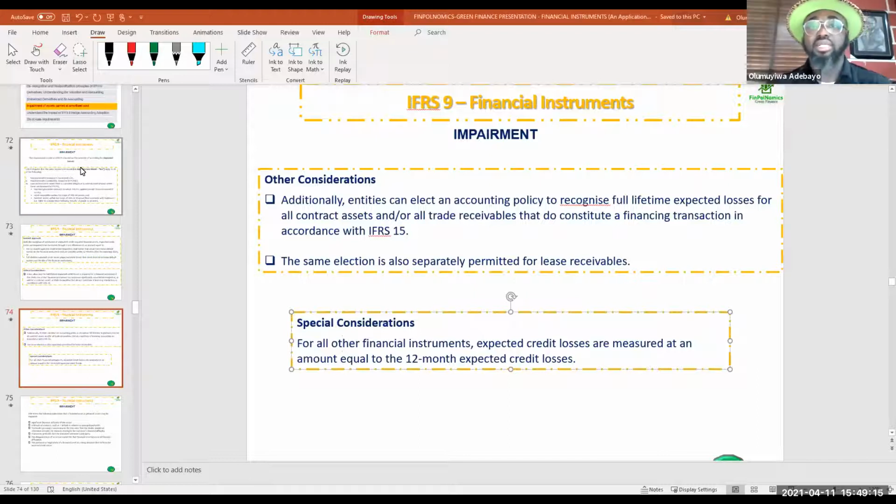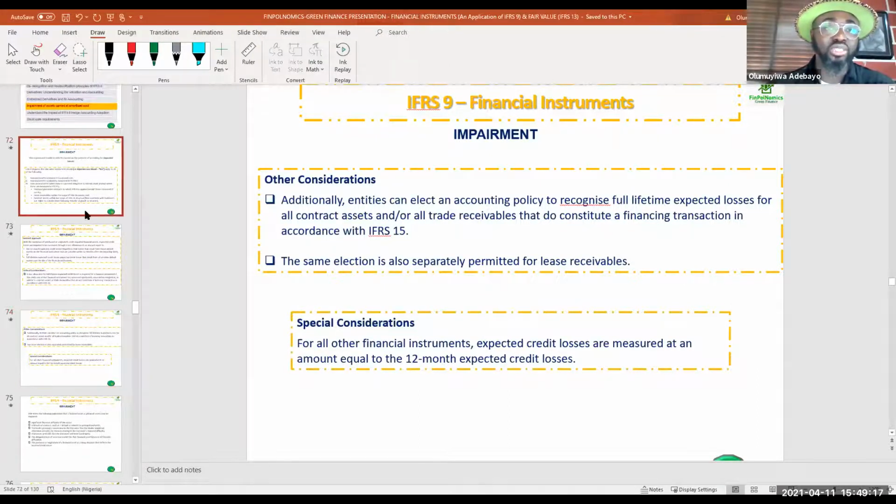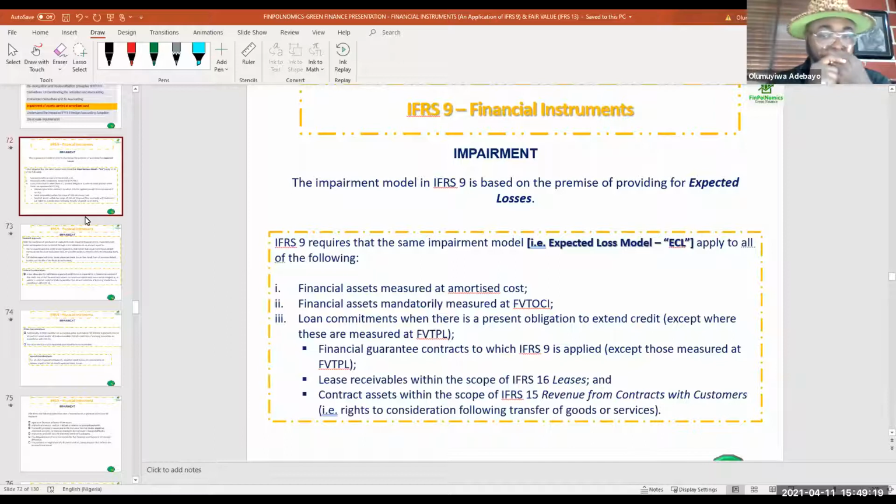Okay, welcome back to day 24. And today we'll be discussing extensively, in continuation with what we started yesterday, which is on impairment of financial assets, especially those that are carried at amortized cost, and those that may have been carried at fair value through other comprehensive income.